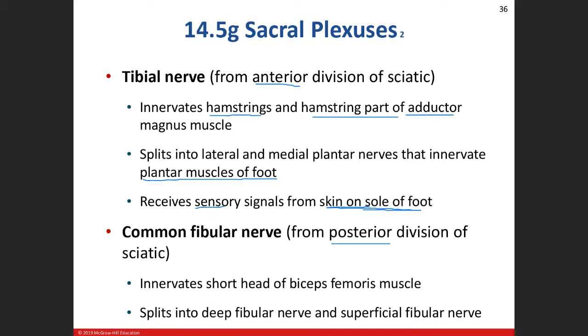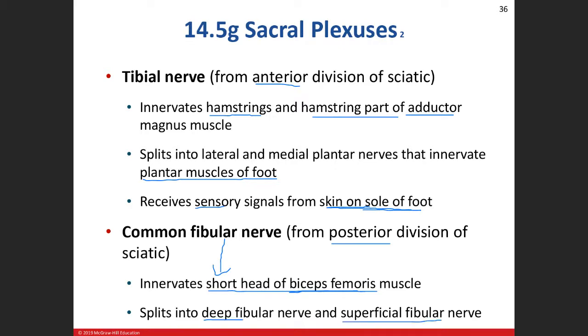Common fibular nerve. Remember, the posterior division is going to innervate extensor muscles. So when we're talking about the common fibular nerve, we're going to see how it innervates the biceps femoris muscle. Remember, biceps means two heads, so it's going to innervate the short head of the biceps femoris muscle. And then this nerve, the common fibular nerve, splits into its two divisions, the deep fibular and the superficial fibular.